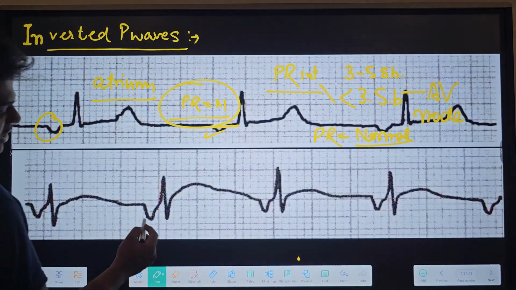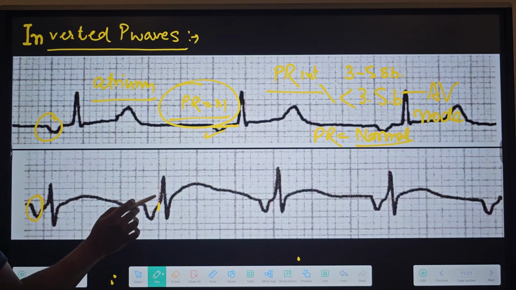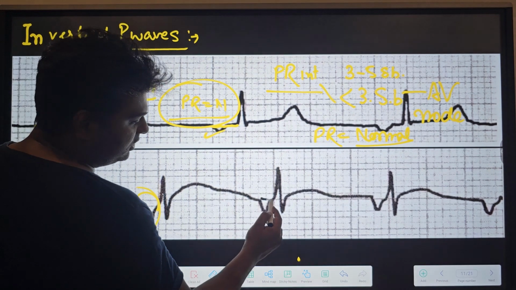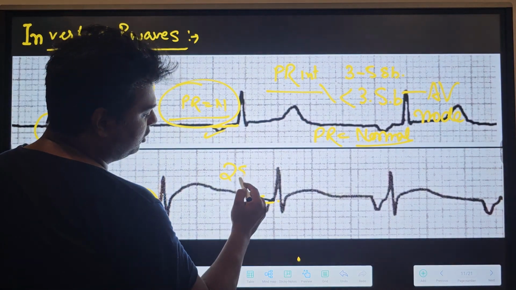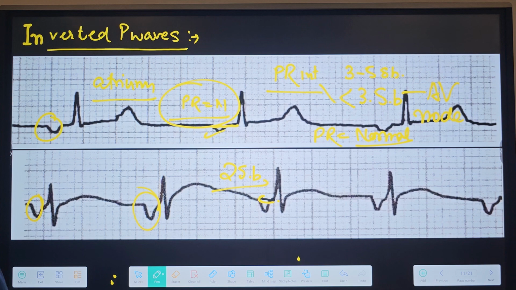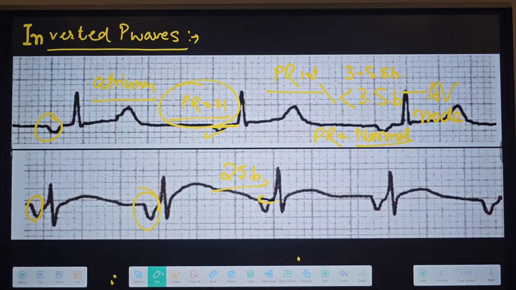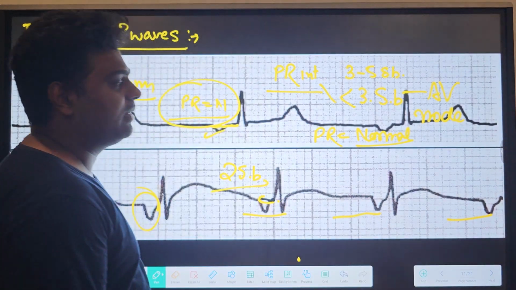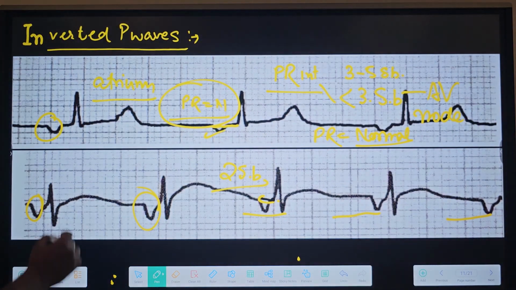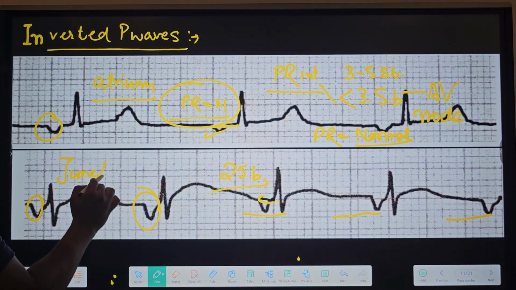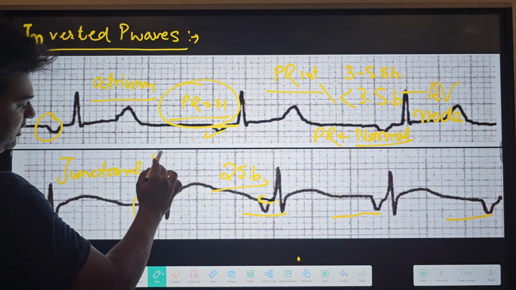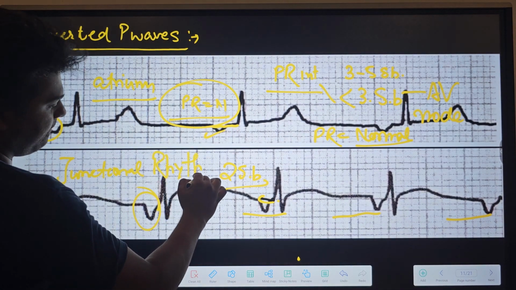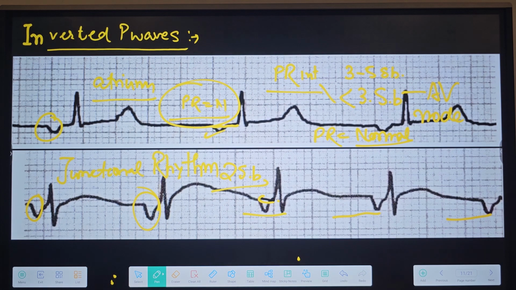Now here you see an inverted P wave, another inverted P wave, but the PR interval is around 2 small boxes. That means this is nodal activity. This is actually a junctional rhythm. It is nothing but a junctional rhythm. This is very important.